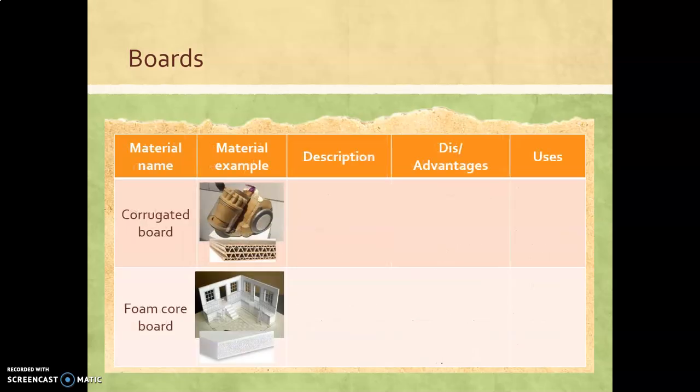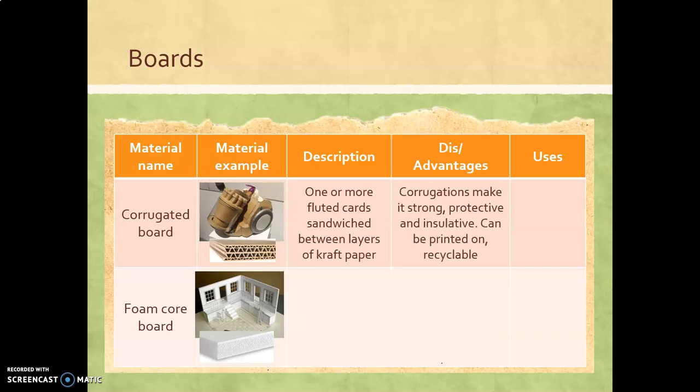Lastly, we have corrugated board and foam core board. Corrugated board consists of 1 or more flutes, that's the zigzag up and down parts, sandwiched between layers of brown craft paper. The purpose of the corrugation is to make it really strong, protective and insulative as well. While the foil lined board just reflected the heat or the cold back into the product, this way the layer of air inside makes it insulative. It can be printed on, and it's also recyclable.